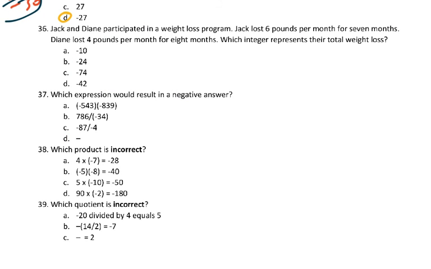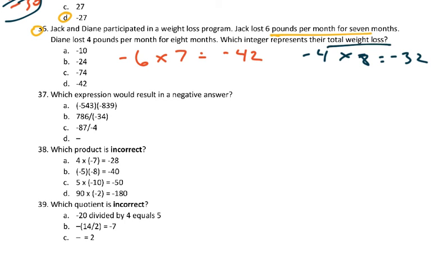36 says Jack and Diane participated in a weight loss program. Jack lost 6 pounds per month for 7 months. So Jack lost 6 for 7 months. So he lost 42 pounds altogether. And then Diane, she lost 4 pounds per month for 8 months. So that means that she lost 32 altogether. And then it asks for their total weight loss. So you've got to combine the negative 42 plus the negative 32 to give you negative 74 altogether. That's their total weight loss together.